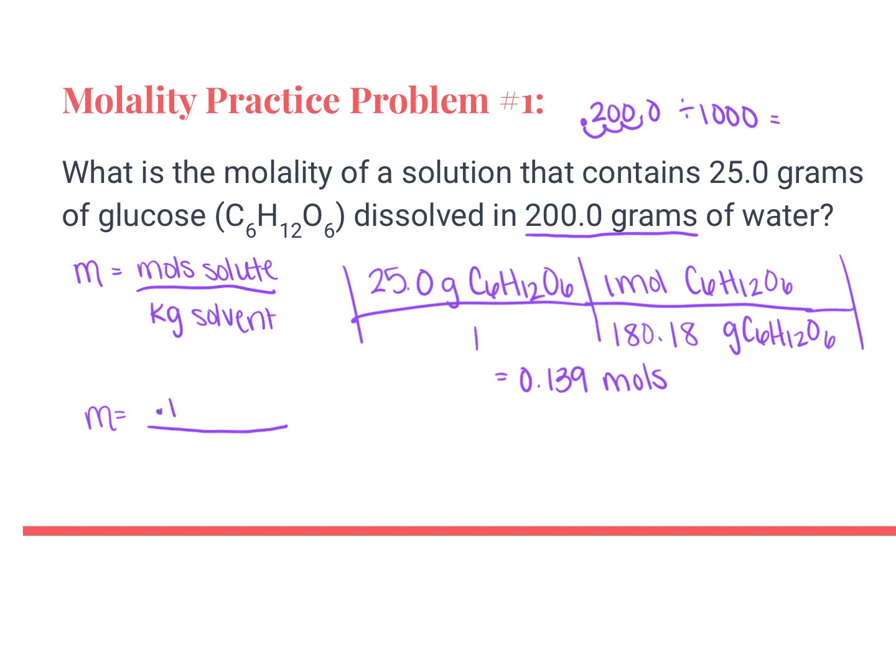So our moles is 0.139. And our kilograms is going to be 0.2000 kilograms. Okay, so now from here we can just divide. So what's 0.139 divided by 0.2? 0.695. Thank you. Okay. And your unit can just be a little m for molality.